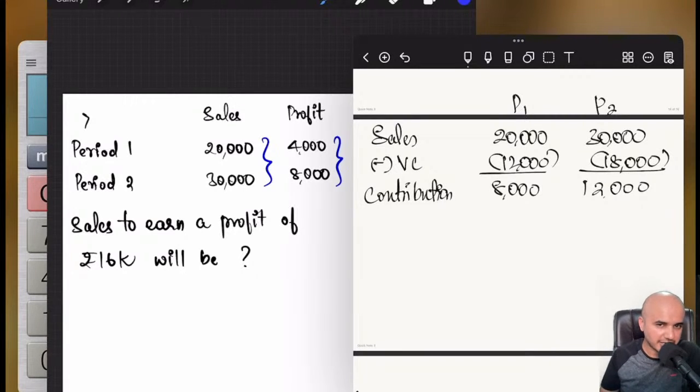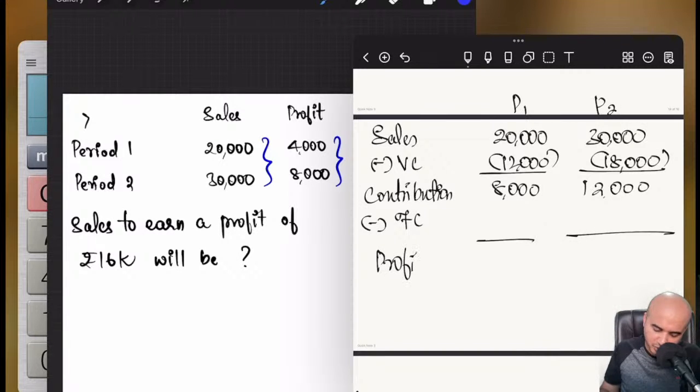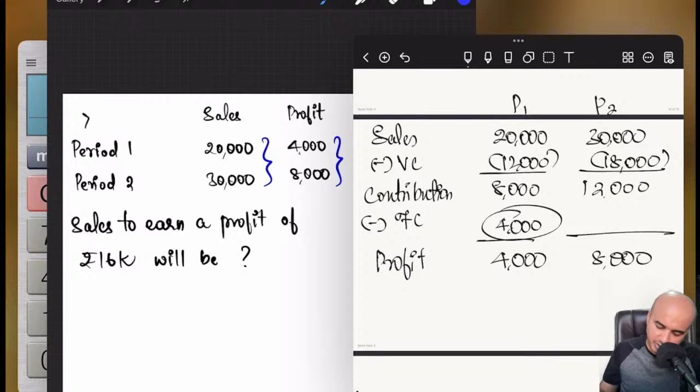Or else you can also directly calculate 30,000 into 60%, 20,000 into 60%. That is also there. I mean, in the previous problem only we have seen how to do that. Whichever way, it's the same thing anyway. Minus fixed cost. So fixed cost is not given here. How to identify? Very simple. Because we have already been told that the profit is 4,000 in period 1 and 8,000 in period 2. So the difference or the balancing figure will be fixed cost, and that will be constant in any case.